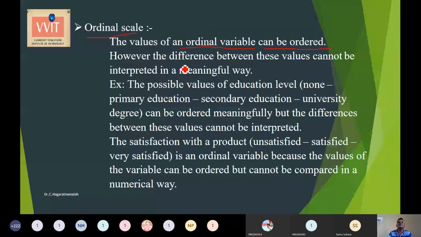That means we are forming the variable in terms of an order and putting it in the form of a ranking also. However, the differences between these values cannot be interpreted in a meaningful way. For example, we have to see the possible values of education level: none, primary education, secondary education, and university degree.